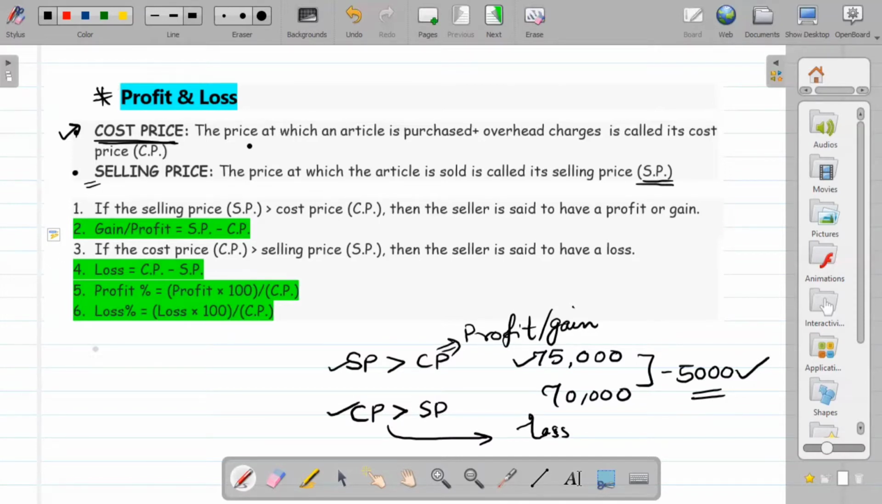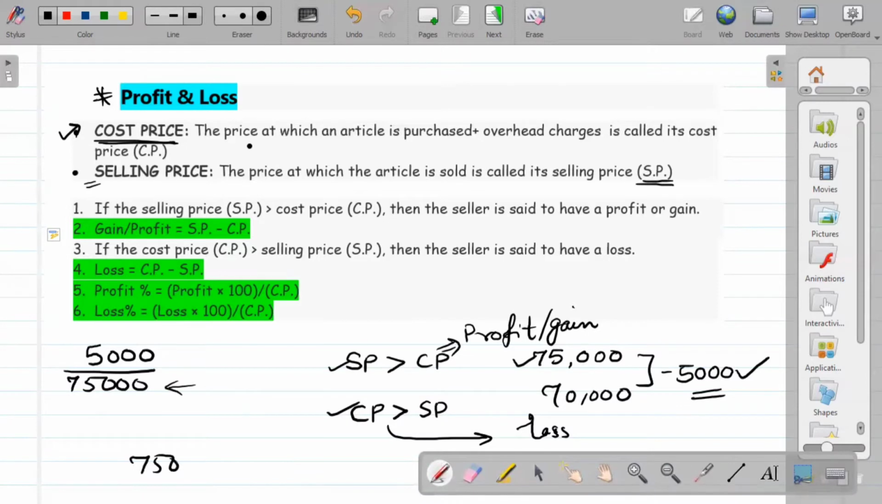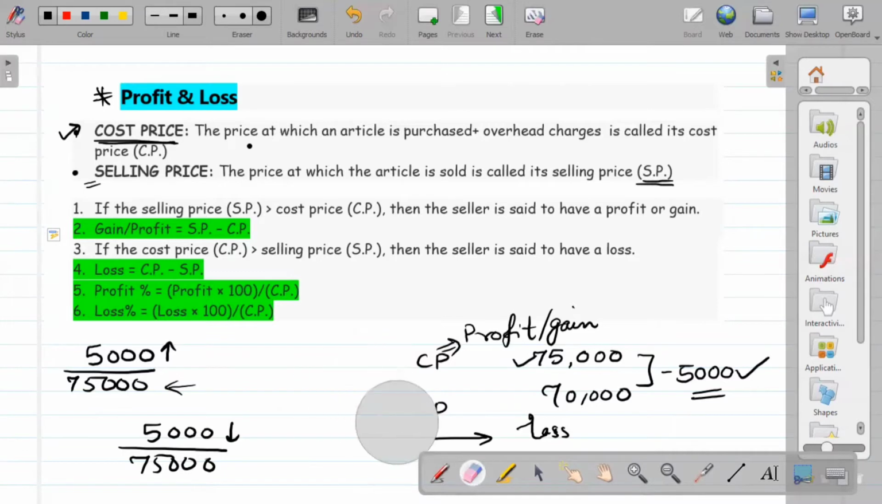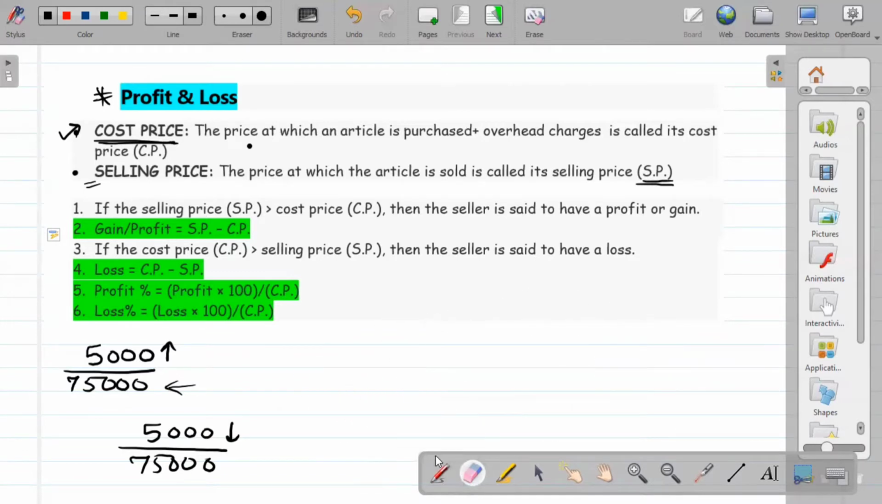Now there is the profit percent and loss percent concept. On 75,000, if I am getting 5,000 rupees extra, मुझे किसके ऊपर एक्स्ट्रा मिल रहा है? 75,000 rupees के ऊपर. And if it is a loss, then 75,000 was my cost price, और मुझे 75,000 के ऊपर 5,000 कम मिल रहे हैं. So that is my loss. So always remember, profit percent or loss percent always depends on your CP. ठीक है, कि आपके सीपी के ऊपर आपको कितना प्रॉफिट मिला है या फिर कितना लॉस मिला है.